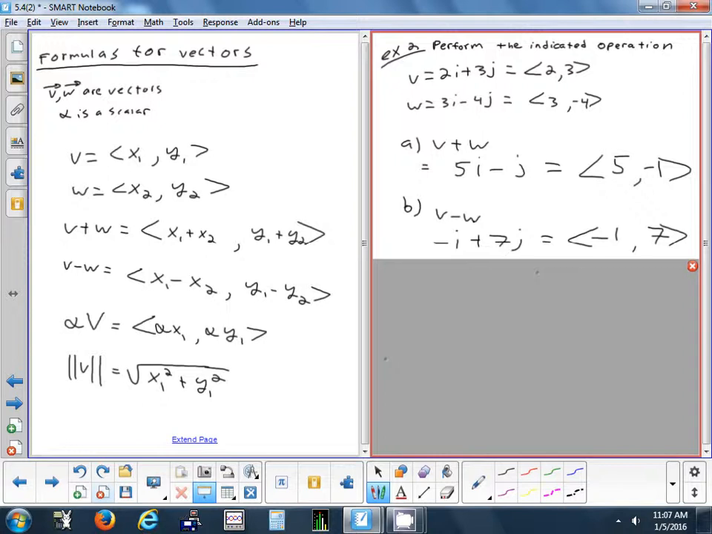Hopefully you find it a lot easier than doing it the way we did yesterday. Yesterday we had to take a vector, flip it, then connect them and all that stuff. We don't have to do any of that today.